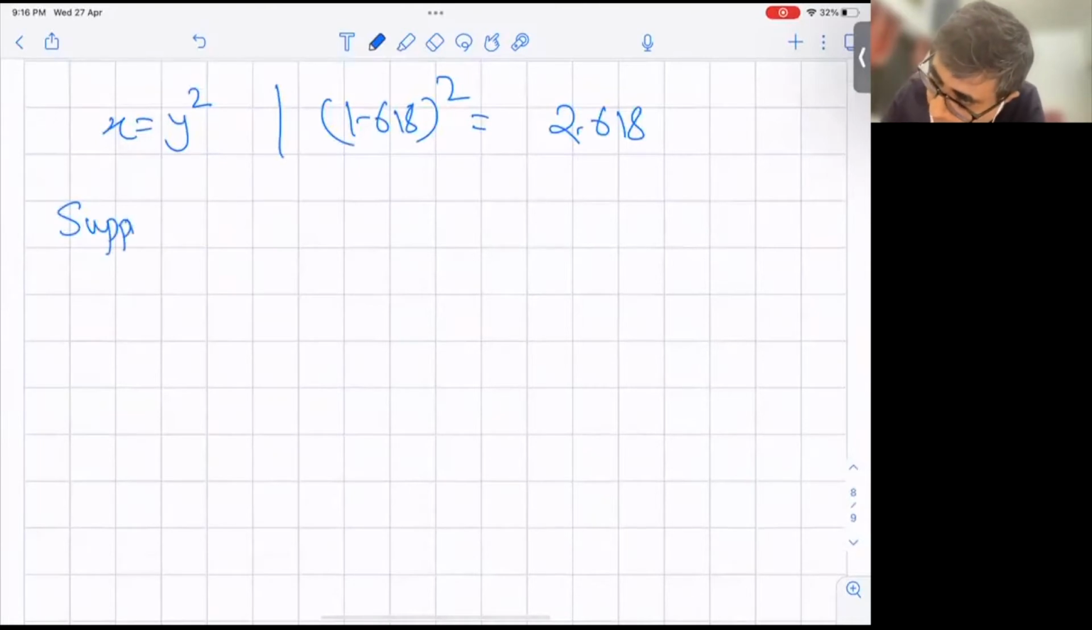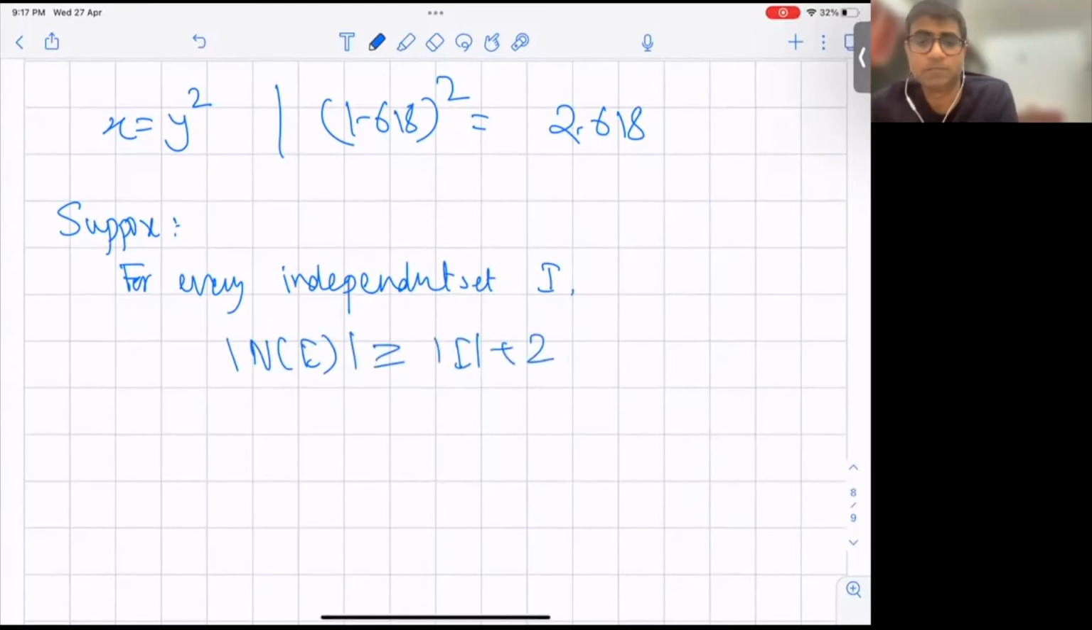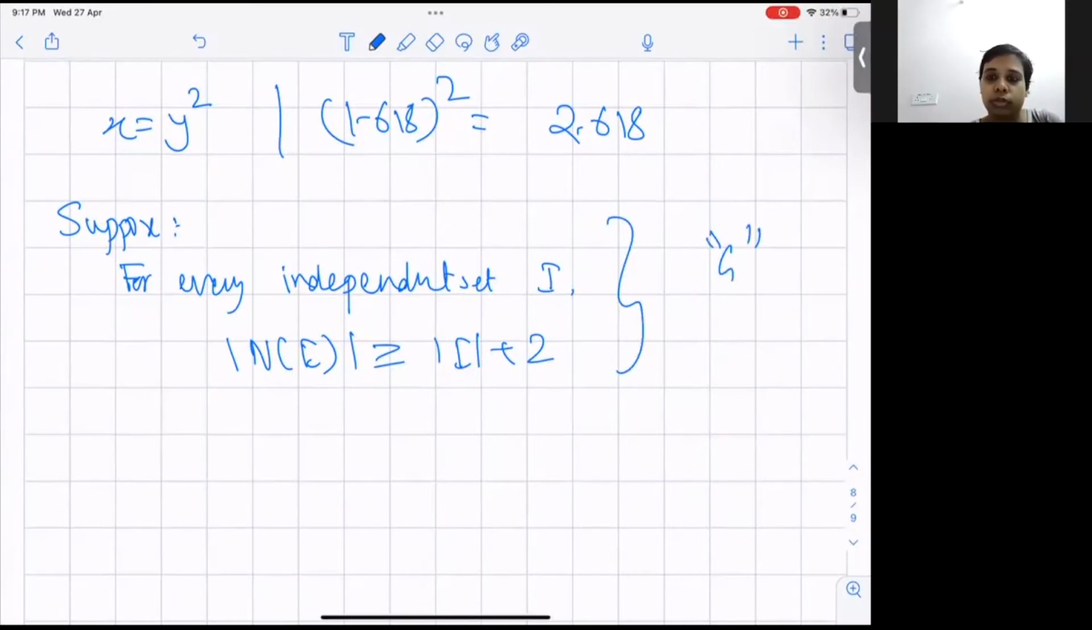we have the following fact. For every independent set I, the neighborhood of I is greater than or equal to I plus 2. Suppose this is the property we have of my graph G. What is the property? That you take any independent set I, then its neighborhood is at least |I| plus 2.